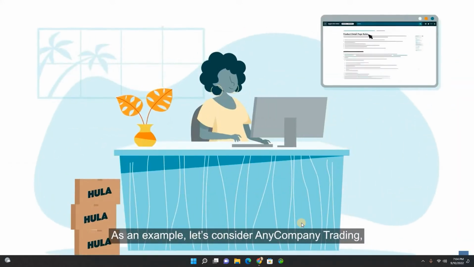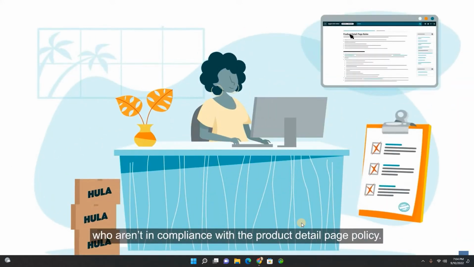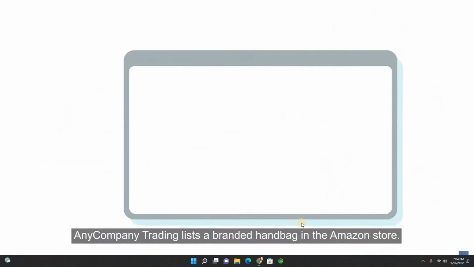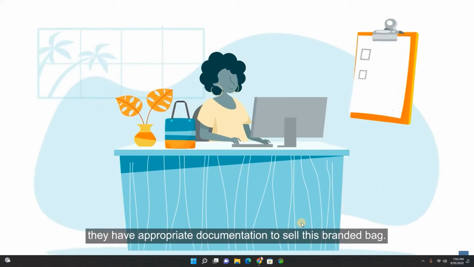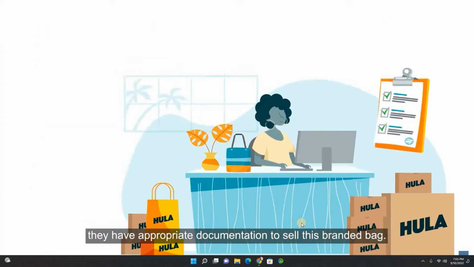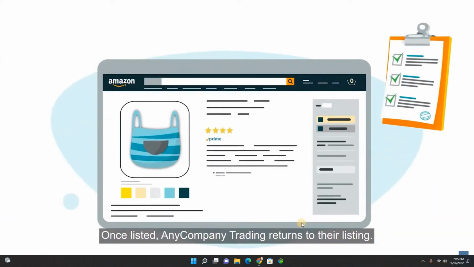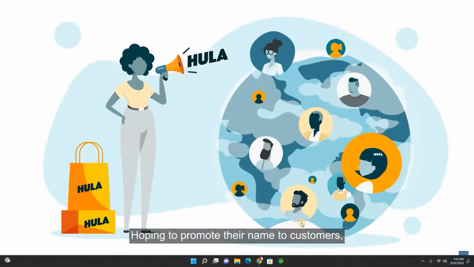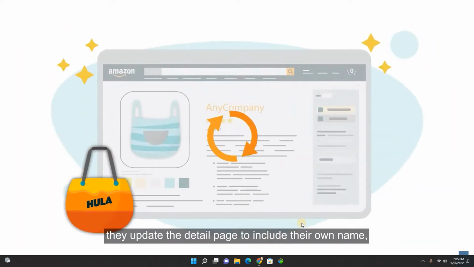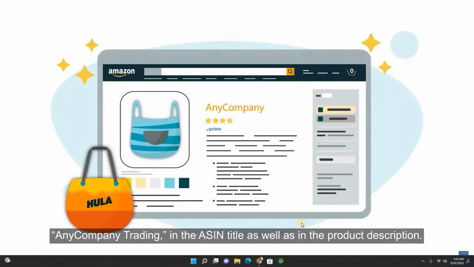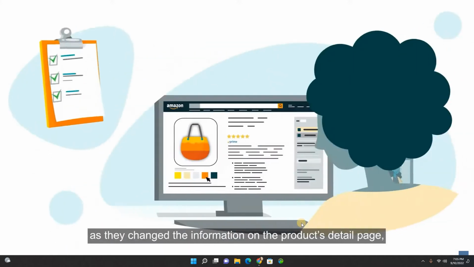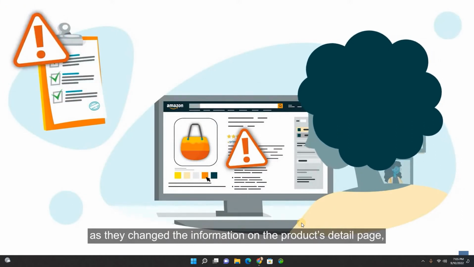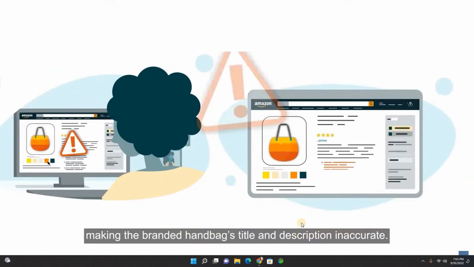As an example, let's consider Any Company Trading, who aren't in compliance with the product detail page policy. Any Company Trading lists a branded handbag in the Amazon store. While they don't own the brand, they have appropriate documentation to sell this branded bag. Once listed, Any Company Trading returns to their listing. Hoping to promote their name to customers, they update the detail page to include their own name, Any Company Trading, in the ASIN title, as well as in the product description. Any Company Trading is not in compliance with Amazon's detail page policy, as they change the information on the product's detail page, making the branded handbag's title and description inaccurate.